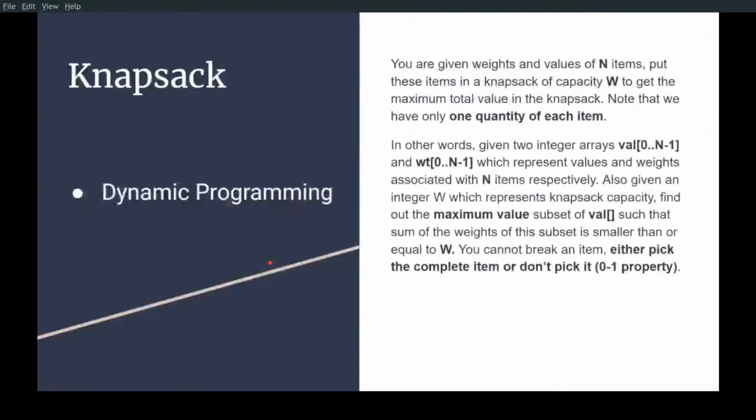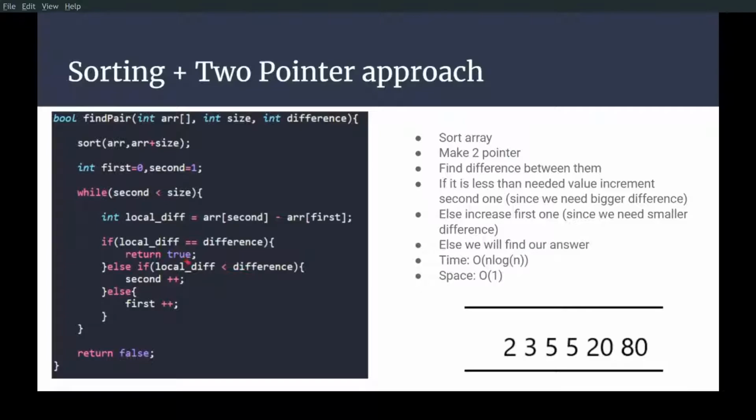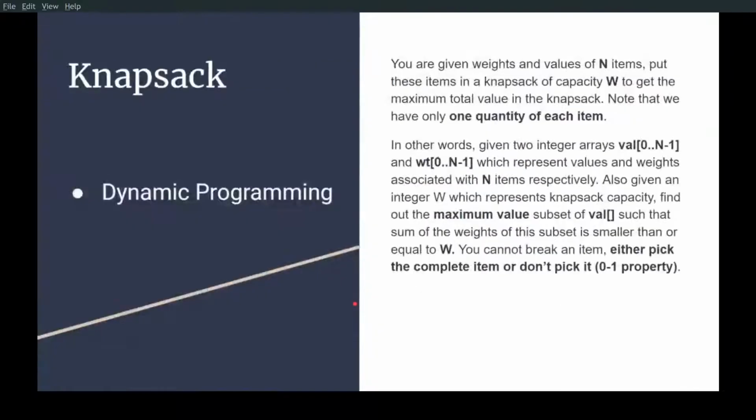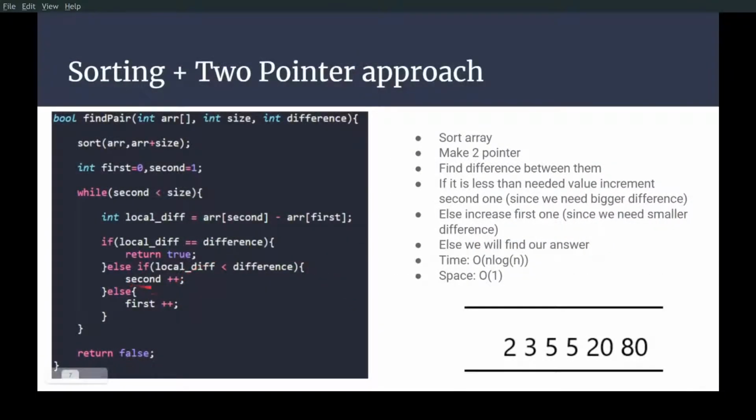But let's say if my local difference is less than my difference, then can someone tell me why we are incrementing the second pointer, not the first one? See, in two pointer approach, that's how you think. You think, okay, when will I increase my first pointer and when will I increase my second pointer? Standard form, I mean, if you increase the second pointer, you are very sure that you are adding a greater number to the difference.